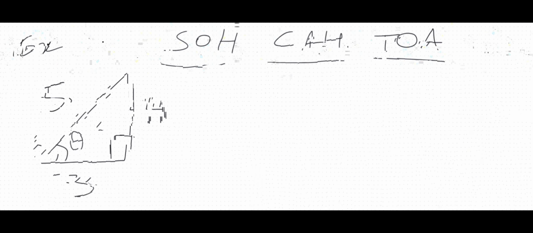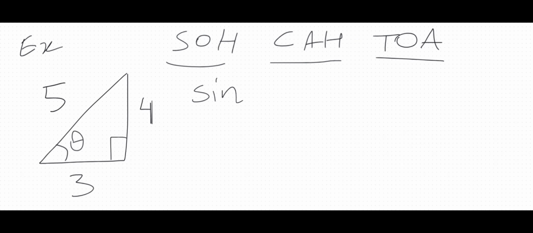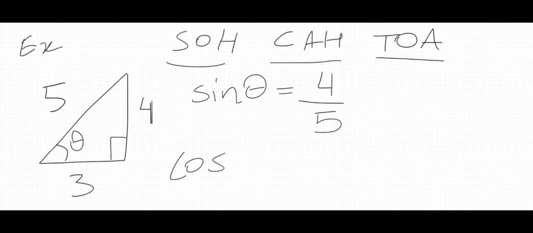So for sine theta, it's opposite over hypotenuse. Opposite is our 4, because that's right across from the theta value. So 4 divided by 5, because that's our hypotenuse. And let's do it for cos now. Cos theta is adjacent, so 3 divided by 5, because that's our hypotenuse.